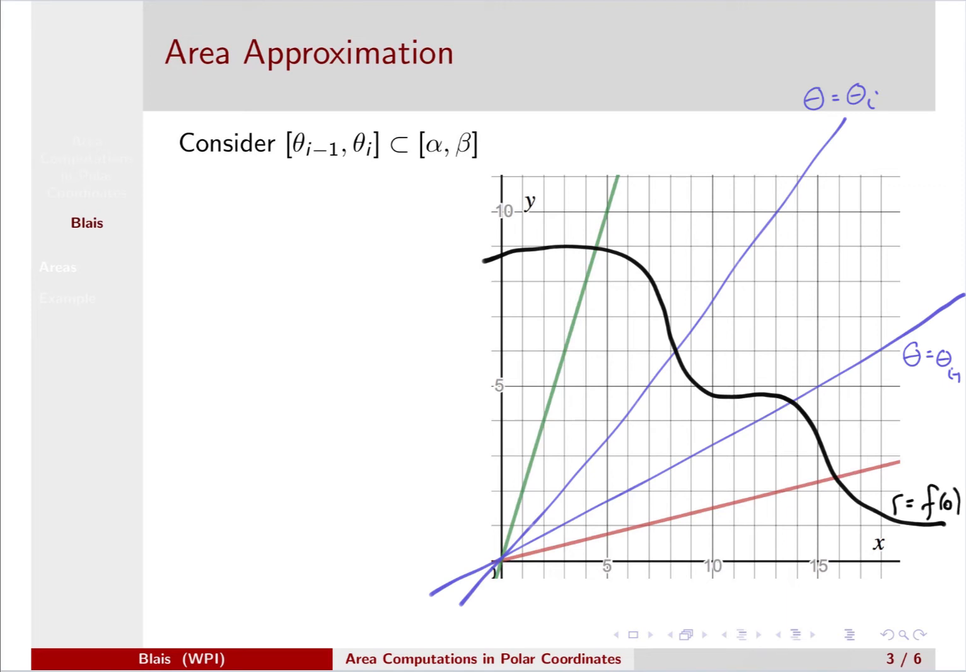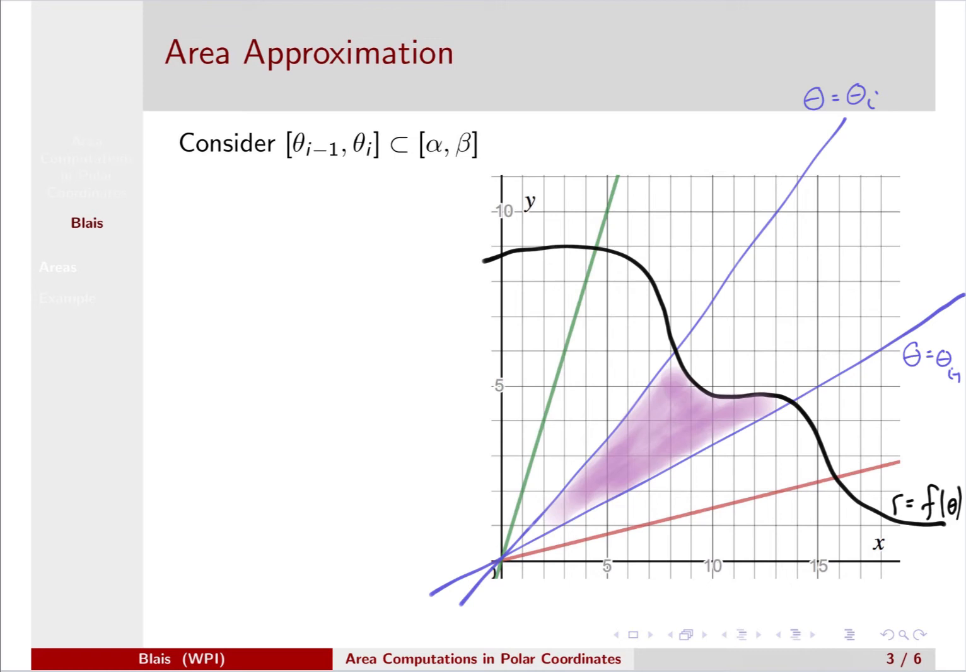And we're going to think about restricting our area to just the piece in between these two radial lines, theta equals theta i minus 1 and theta equals theta i. So we're interested in this area here. Now, to get this area, we would have to deal with this boundary on the top right here, coming from the curve r equals f of theta. But that's a bit tricky to deal with.